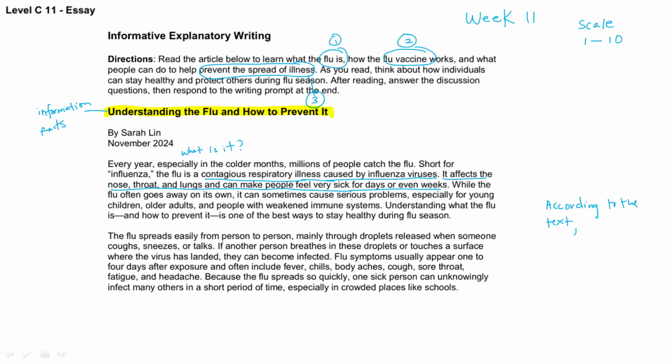While the flu often goes away on its own, it can sometimes cause serious problems, especially for young children, older adults, and people with weakened immune systems. Understanding what the flu is and how to prevent it is one of the best ways to stay healthy during the flu season. Okay, anything else that we should highlight here and use the chat? What are other pieces of information here in paragraph 1 that you think we should highlight? Anyone?